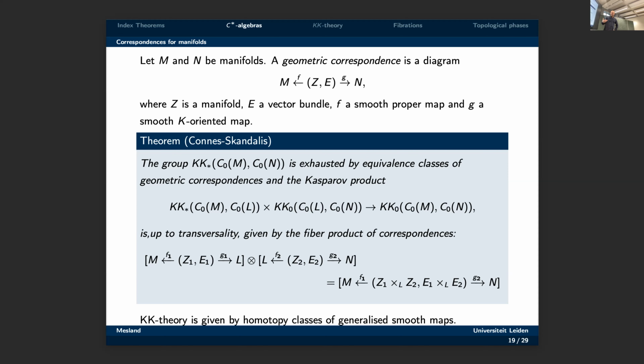And that's saying that this elusive KK theory is given by homotopy classes of generalized smooth maps, where such a diagram would be considered a generalized smooth map. Because if I have a smooth map between manifolds, I can put it here and the other one here. So I can just put M in the middle and take the identity map here. If I have a map between manifolds, I get such an object.